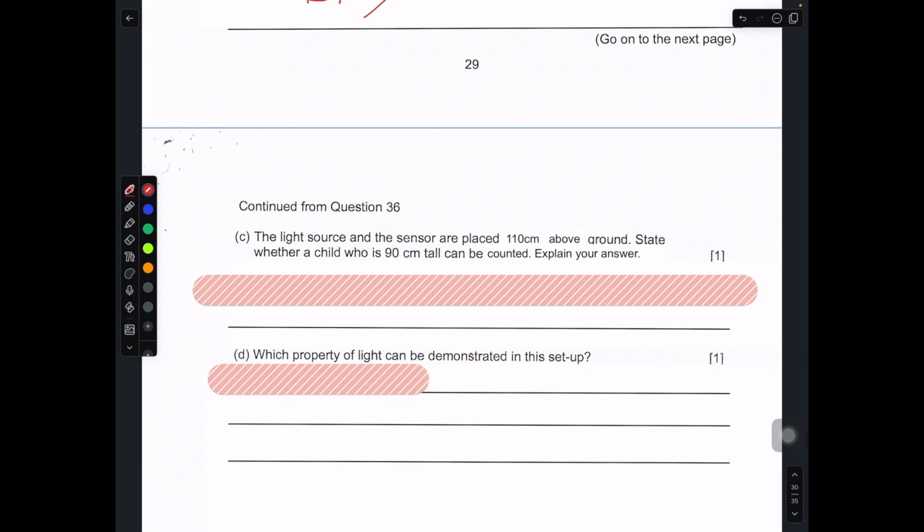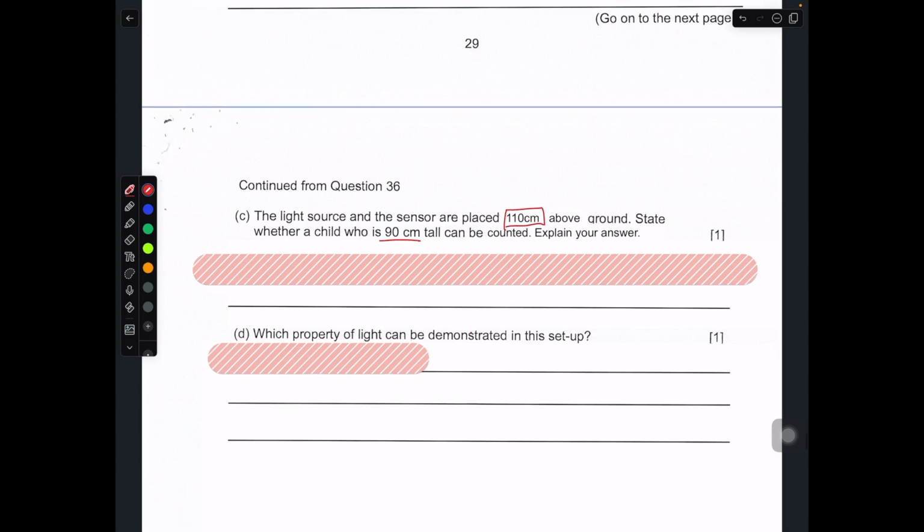Okay, the light source and the sensor are placed at 110 cm above ground. State whether a child who is 90 cm tall can be counted. Explain your answer. Okay, definitely no. So this is the door, right? So over here is 110 cm. This is the light source. So if the child is 90, the light will still pass through and hit the detector. So over here, the child will not be counted, even though he passed through.